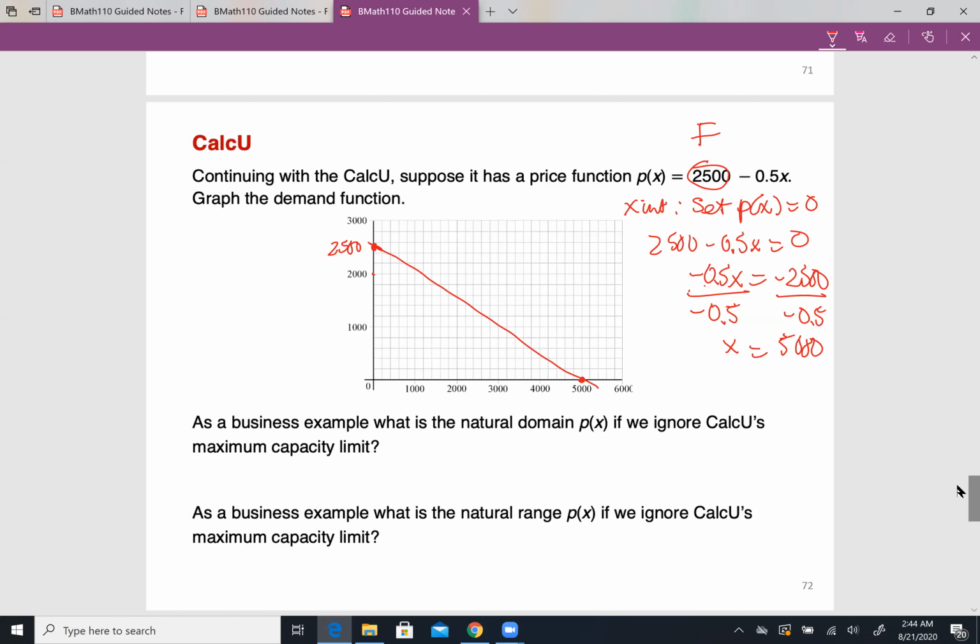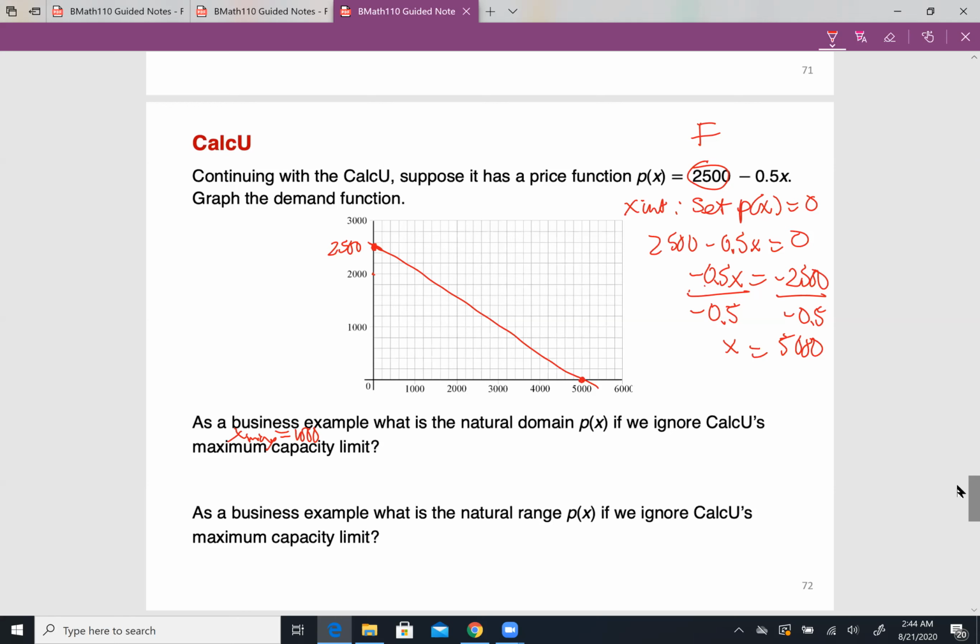Okay, perfect. All right, so a business example: what is the natural domain of P of x if we ignore the maximum capacity limit? Okay, so in this case, we ignore that x has to be at most 1,000, right? So we ignore that thing.